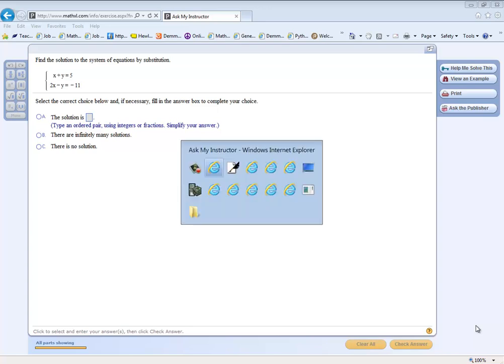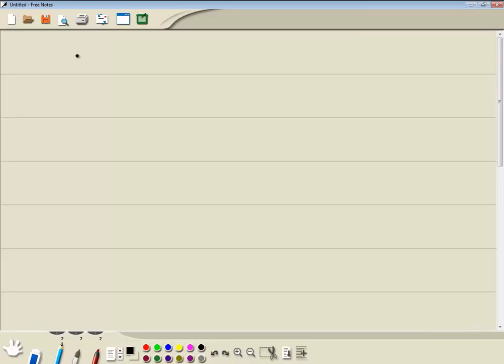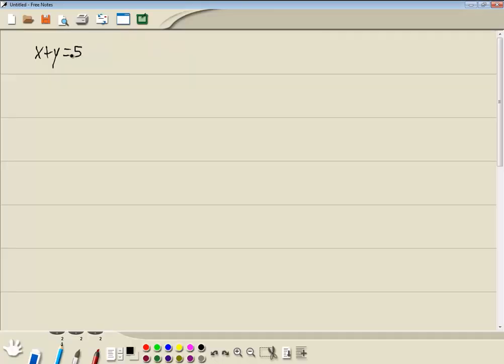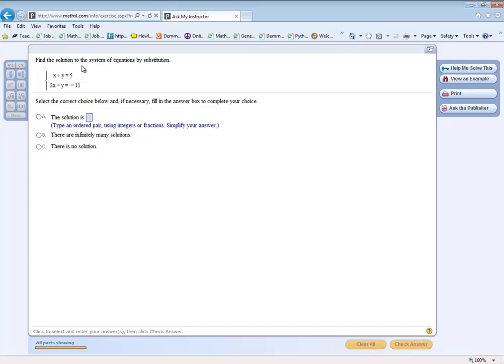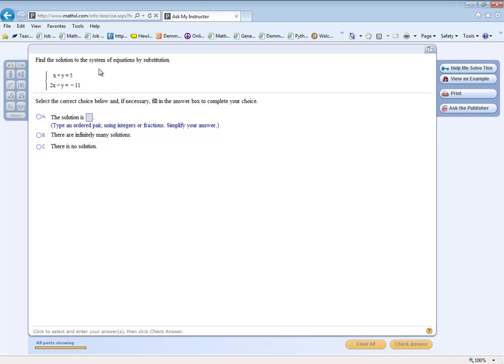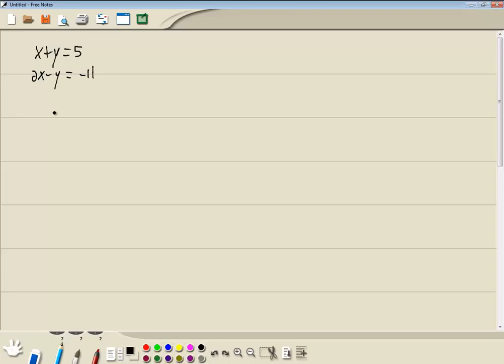Let's take a look at this problem. We've got x plus y is equal to 5, and 2x minus y is equal to negative 11. And we want to find the solution of the system of equations by substitution.